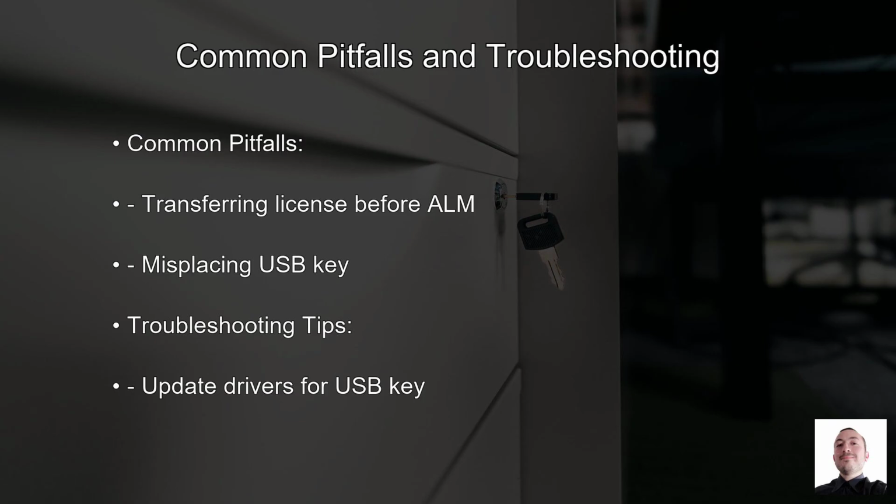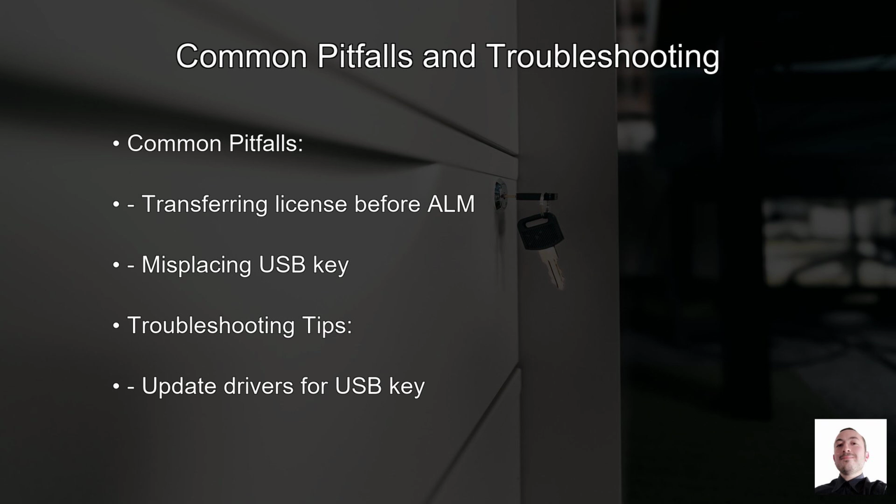One of the most common pitfalls is attempting to transfer the license before installing the Automation License Manager, which is a critical error. Remember, ALM must be installed first. Another frequent issue is misplacing the USB key. Keep it secure but accessible. If ALM doesn't recognize your USB key, ensure the drivers are up to date and the key is correctly inserted.